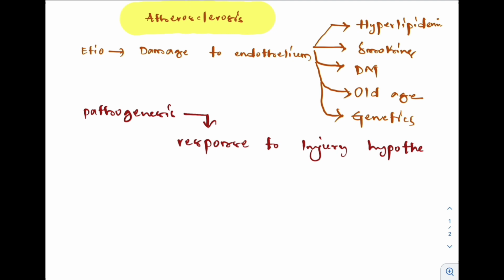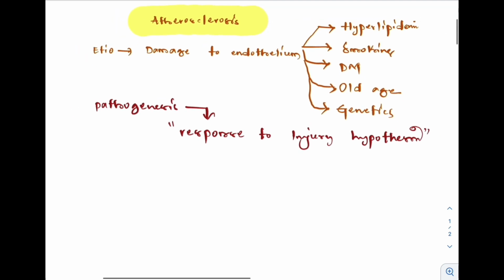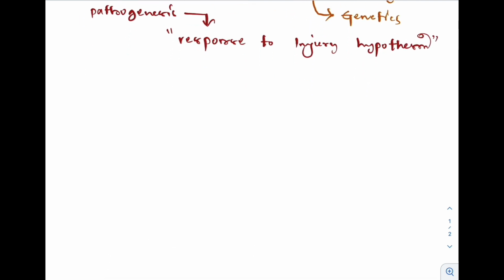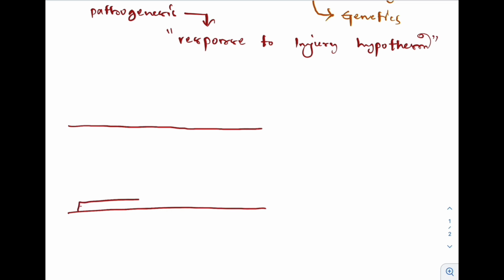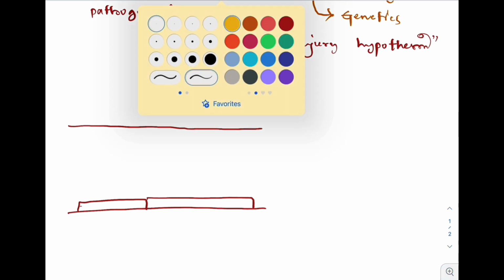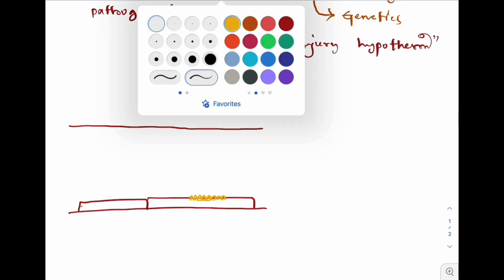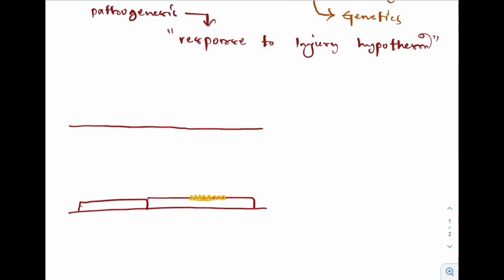You know that within the blood vessel there are 3 layers. From the outside to the inner side, it will be tunica adventitia, tunica media, and tunica intima. The layer extra present above the tunica intima is the endothelium. Suppose this endothelium is damaged over here because of some factors.